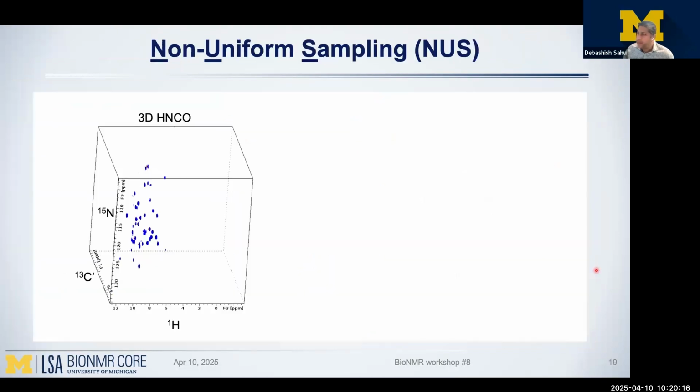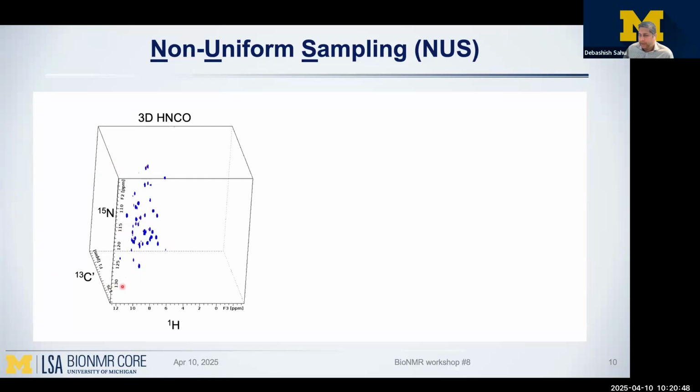So the next thing that you can also utilize is something called non-uniform sampling. Again, this is just a representative HNCO experiment. This is a 3D experiment wherein you correlate the amide proton and the amide nitrogen to the carbonyl carbon that is on the third dimension. Okay, so there's the carbonyl carbon, nitrogen, and proton, and you see these signals. And the one thing that you will note here is that the signals are quite dispersed and sparse.